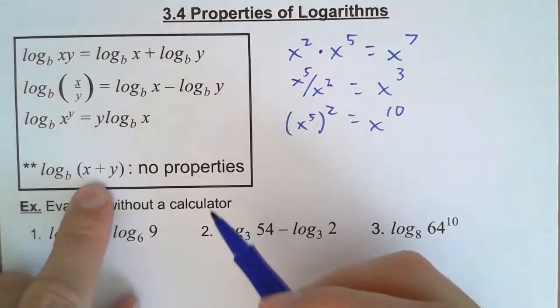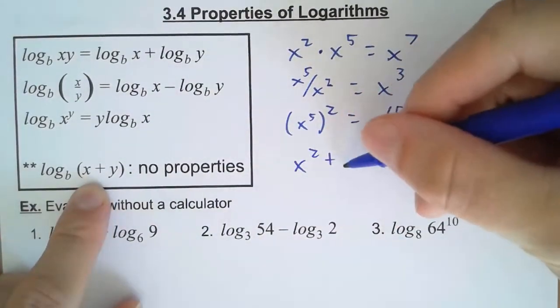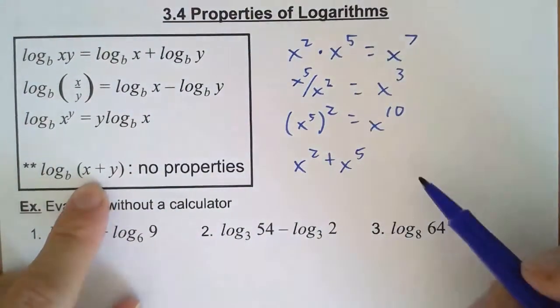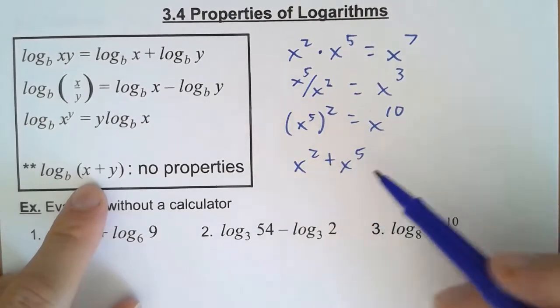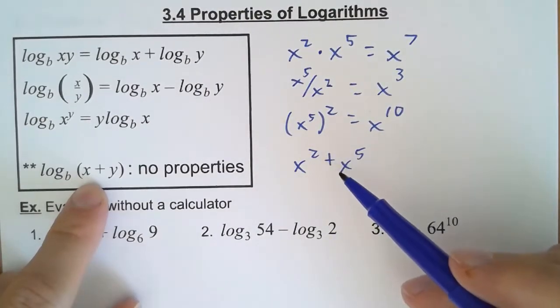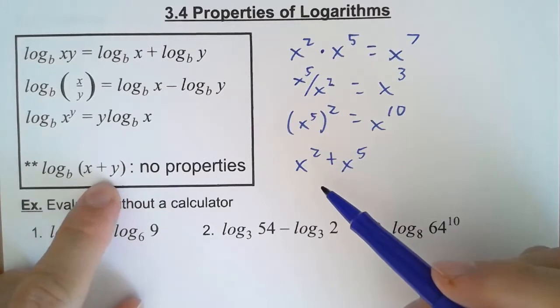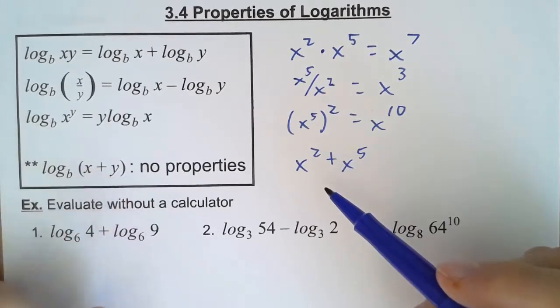Okay. Well, what about addition? If you have x squared plus x to the fifth, what can you do? Nothing. You can't add them unless they're like terms. So that's why when we're adding, there's nothing we can do.